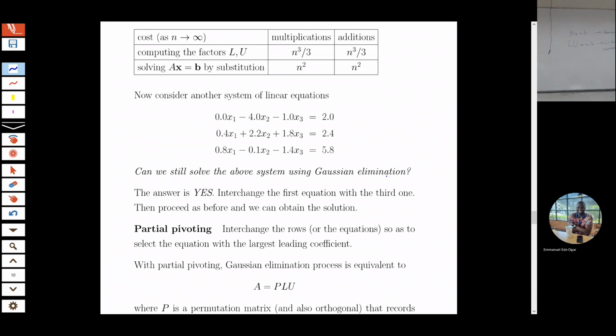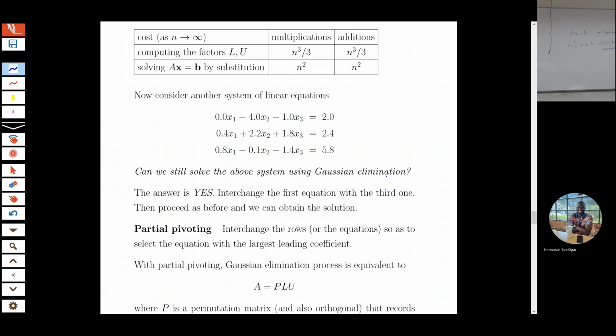Because when the A11 is 0, then we have to use A11 to divide the equation, right? And so when we divide something by 0, the computation process terminates on computers, right? And so we cannot do that.